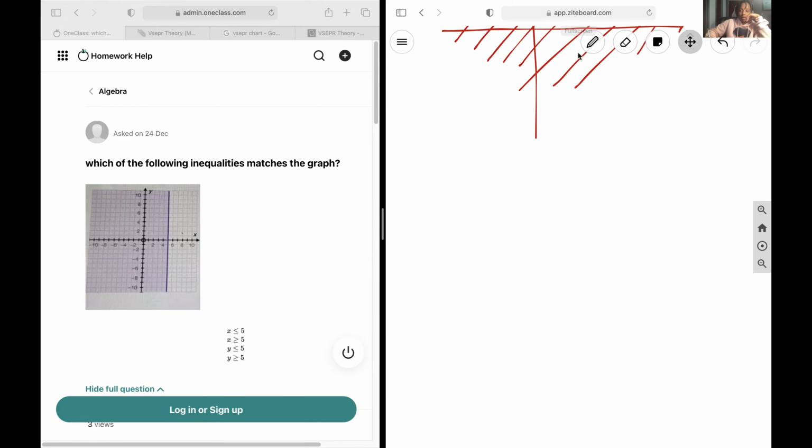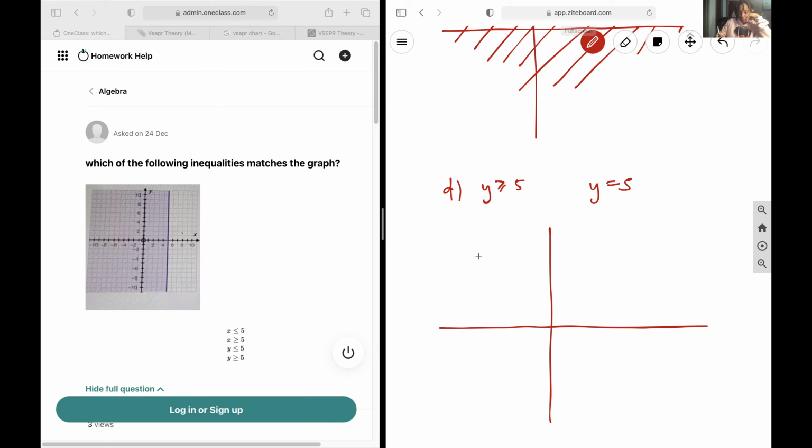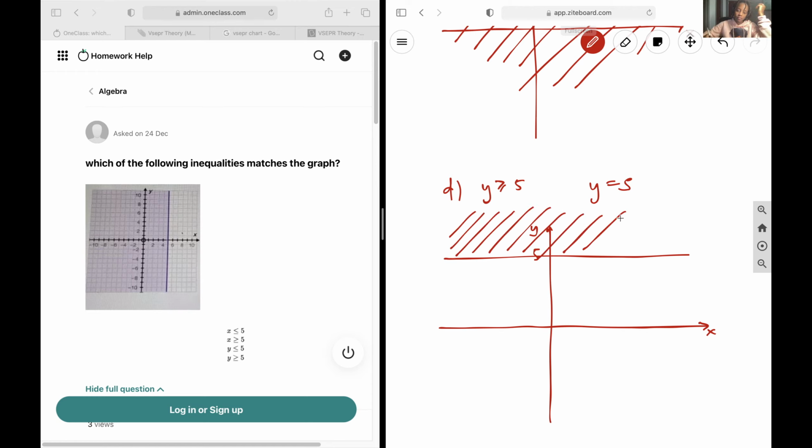Lastly, we have y is greater than or equal to 5. Again, start with y is equal to 5. So if we define that as that point. And now in this case, we want y is greater than. So 6, 7, 8, all the way to infinity, including the line itself. And so that is all points above the line.